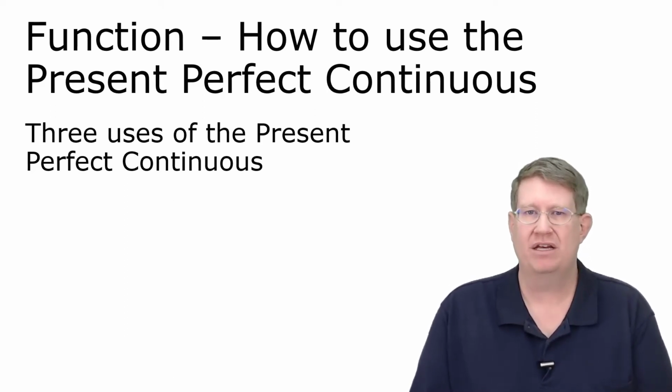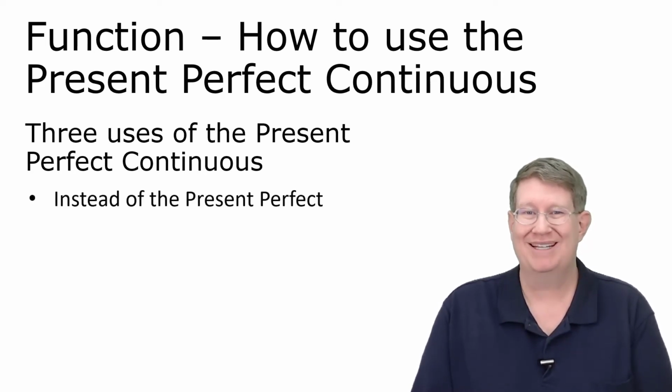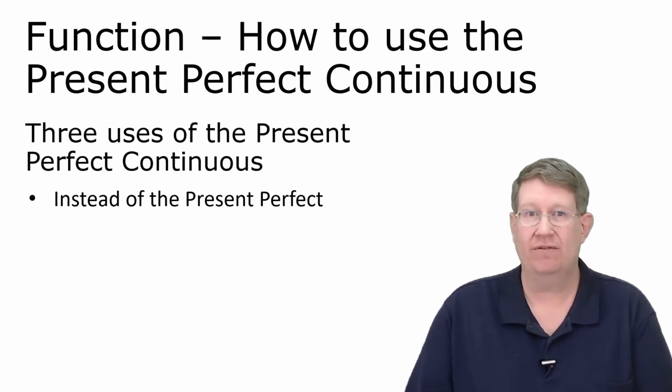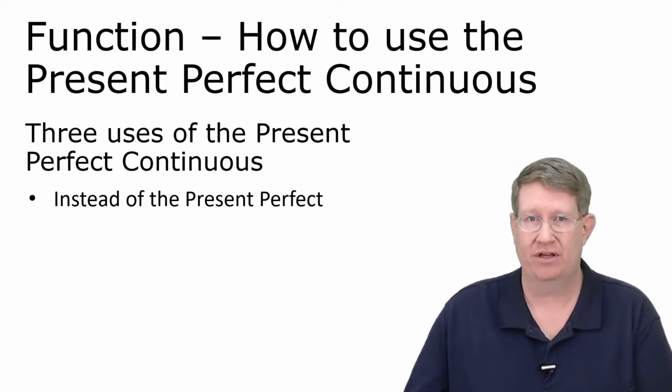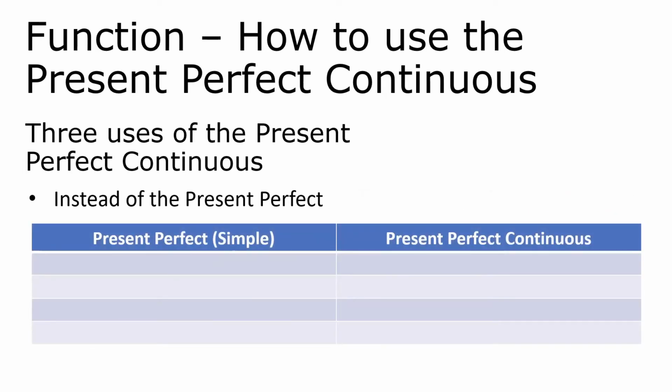There are three main uses of the present perfect continuous. First of all, we can use it instead of the present perfect. So when we use the present perfect, we often, not always, but we often have the option of using the present perfect continuous depending on the situation. It doesn't always work. Let's take a look at some examples where it does work. So the present perfect, which in this case we can call the present perfect simple, and the present perfect continuous.